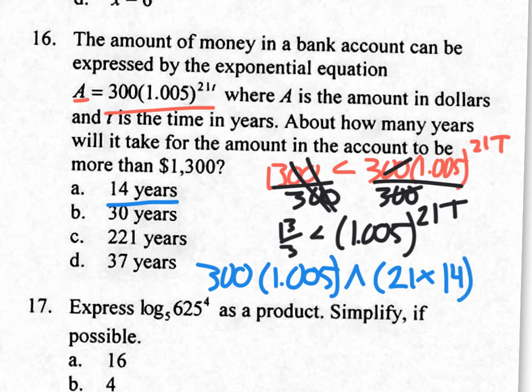And if you type that into the calculator, then hit the equals button, you will get 1,300 and then 0.000176. So that's very clear that at 14 years, we get 1,300 or more. It's slightly more, so it's more than 1,300. So of course, 30 years, you're going to have way more than 1,300. 221, heck yeah, you're going to have way more than 1,300. But it's saying how many years will it take for the amount to grow past 1,300? That'd be option A.